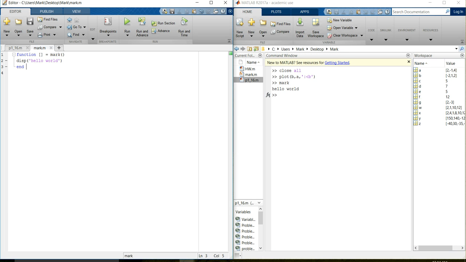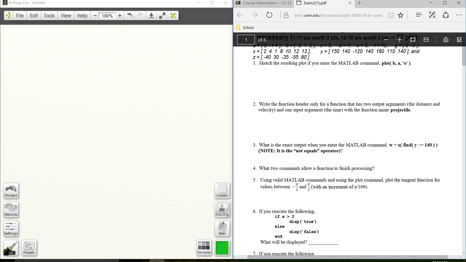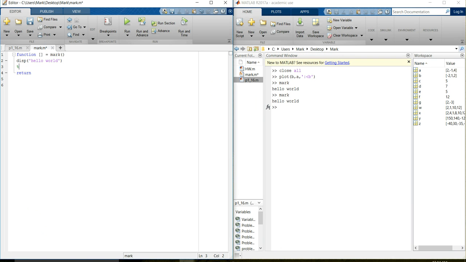However, I could also come back here and say return, and I'm going to save it, come over here and say mark, and it still prints out hello world. So for this problem, the two commands that allow a function to finish processing are return and end. Either one of these would work. Cool.